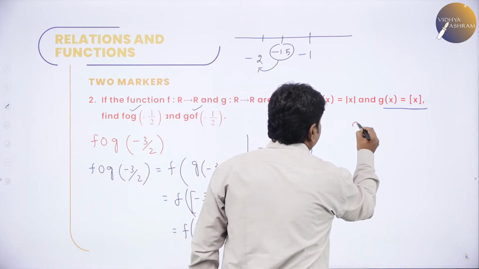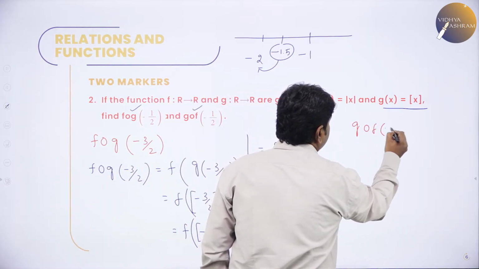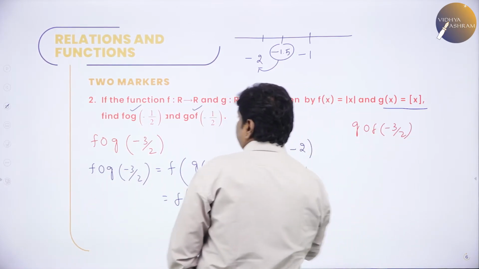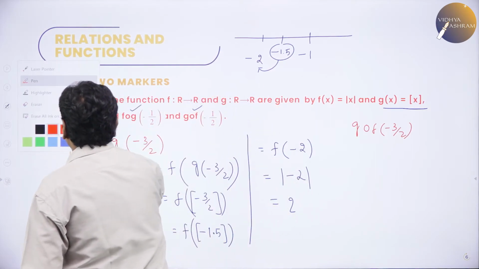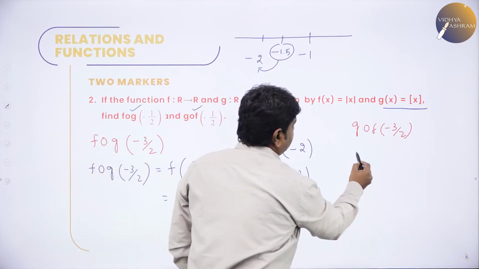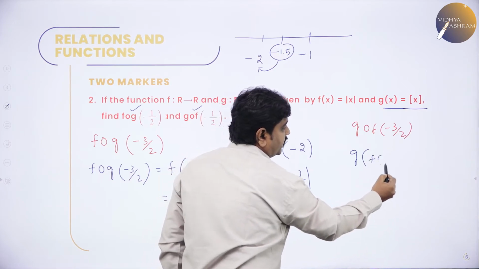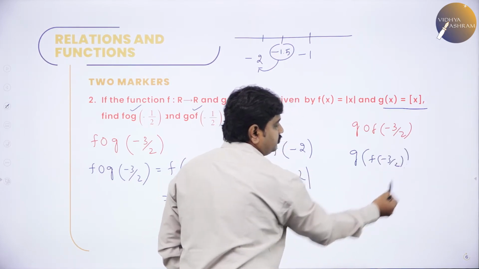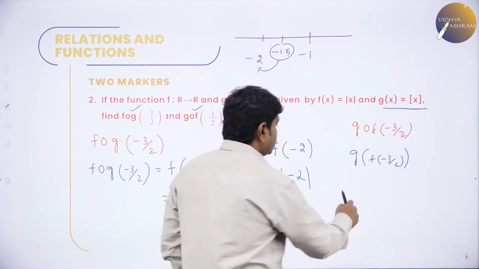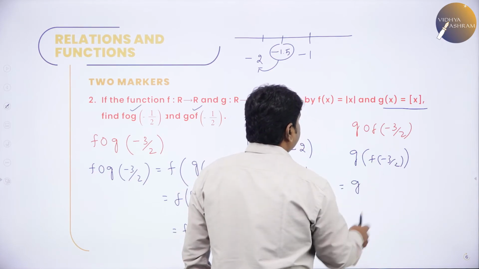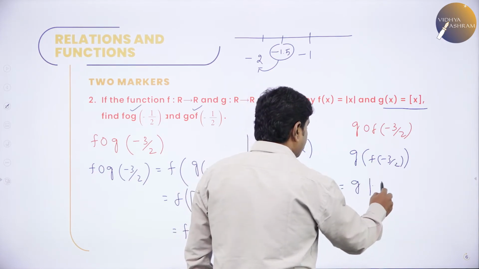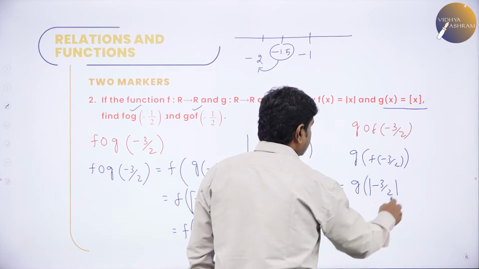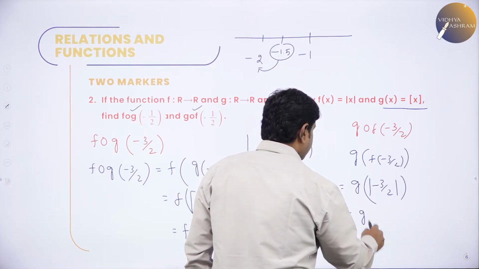Got this? Now, next question, suppose they ask g of f of minus 3 by 2. How to find g of f of minus 3 by 2? Same method. Further, f of minus 3 by 2 is mod minus 3 by 2. So that is g of positive 3 by 2.